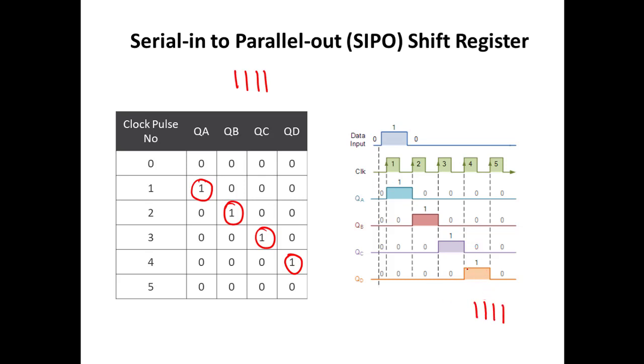Or otherwise I can say, if my data input is 1010, instead of saying 0, 1, 0, 1, if I am getting output, I am representing the table as high. Similarly in the timing diagram also, if I am getting output, I am representing it as high. It may be either 1010, or the data 1111, or the data 1110. This is about your serial in parallel out shift register.